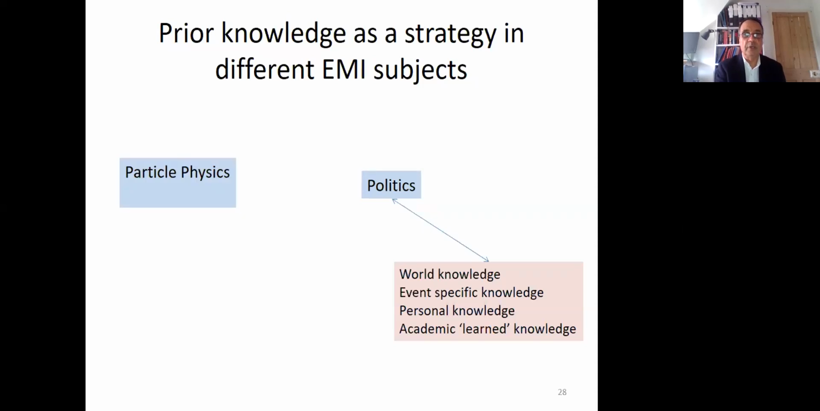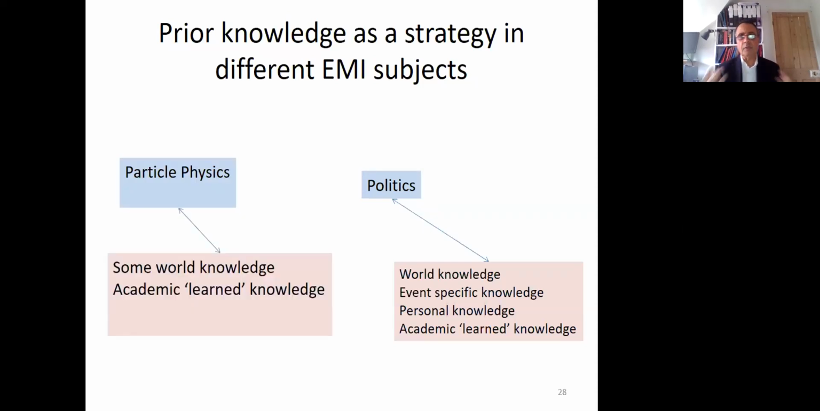Now, if we have particle physics, using prior knowledge in particle physics is going to be quite difficult. I've got a tiny bit of world knowledge of particle physics, but probably pretty minimal. So anything I was going to learn about physics would have to be learned knowledge. So again, when you're trying to apply that notion of using prior knowledge in order to understand what the teacher is saying, we have a difference between the different subjects.